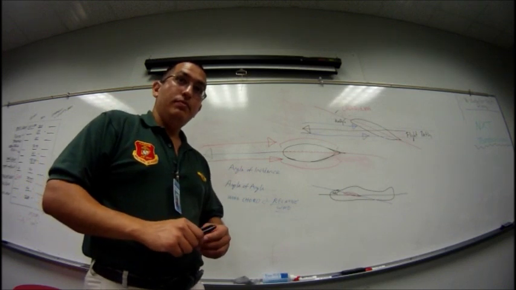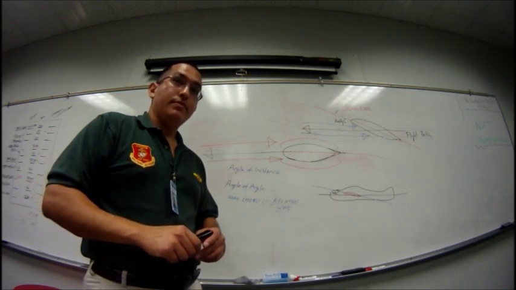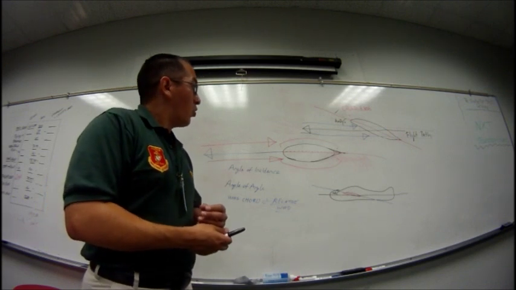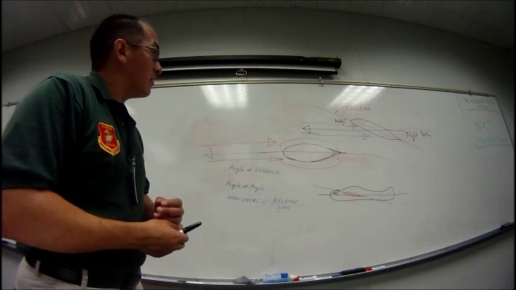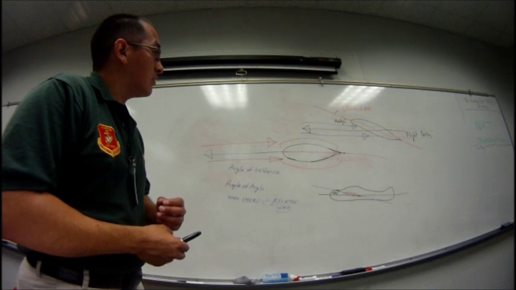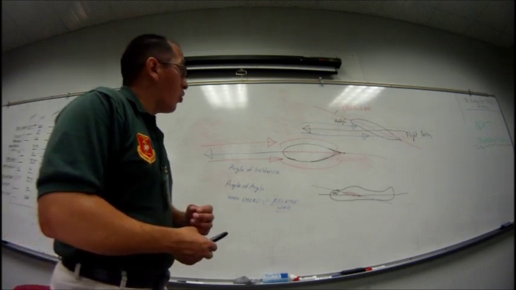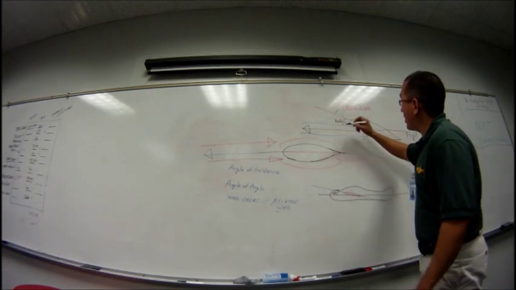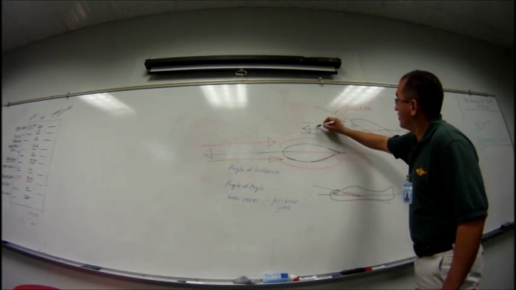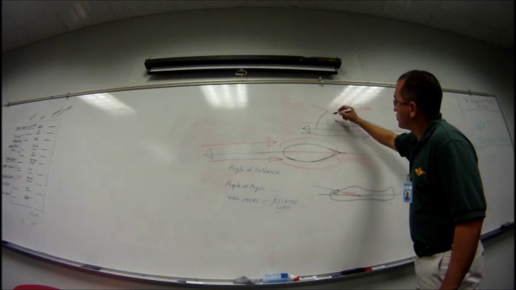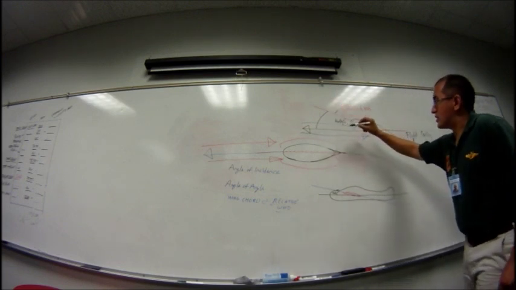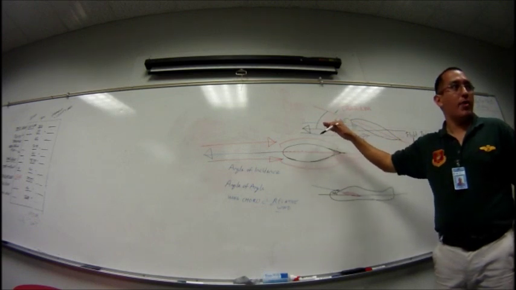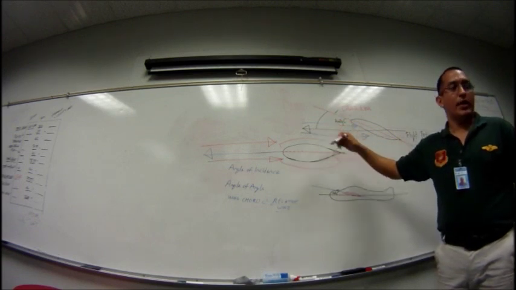So with the chord line going to the flight path, would that be the angle of incidence? The chord line going to the flight path. Right, you're talking about the angle between your flight path and your chord line, right? Yes, sir. Okay, well, in general terms, you can consider that the same thing as your angle of attack, because your relative wind is going to be opposite and parallel of what your flight path is.